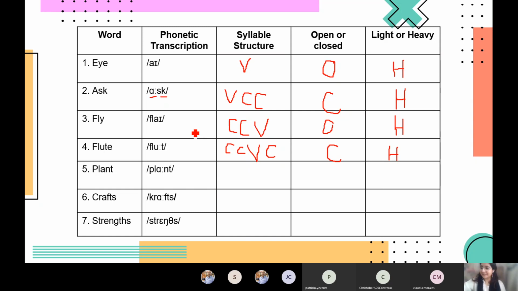Next one, Sebastian. The structure is CCBCC. You are right, sir. And it's a closed one. Closed one, indeed, because we have 2 consonants, so it's definitely closed. And is it light or heavy? Heavy. Heavy.